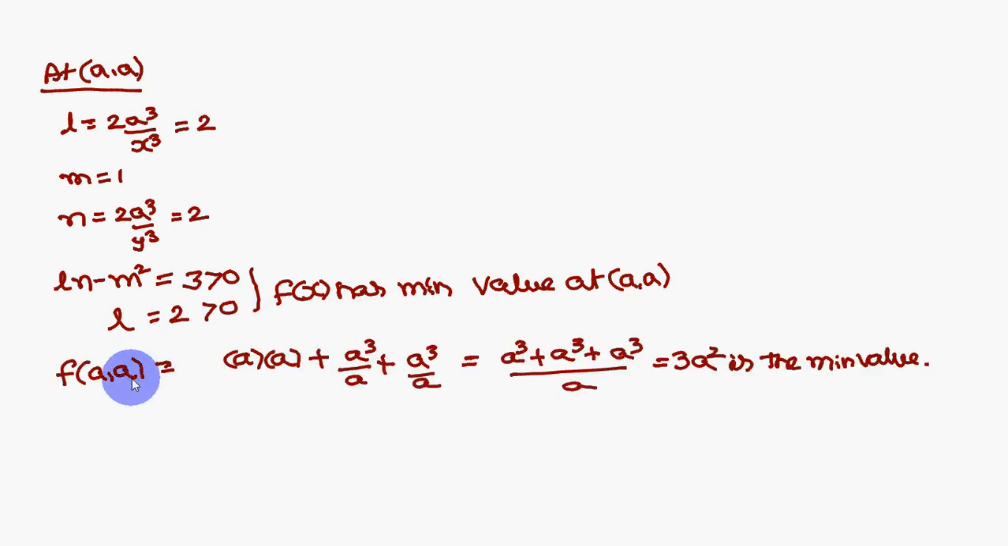What is the minimum value? In the given function you substitute (a, a). What are you going to get? 3a square is the minimum value.